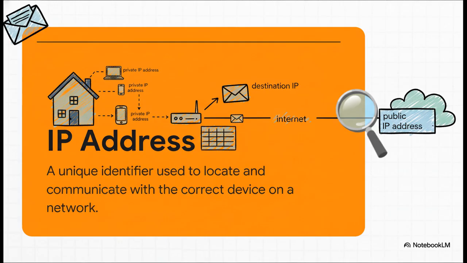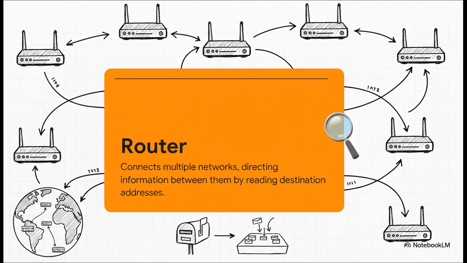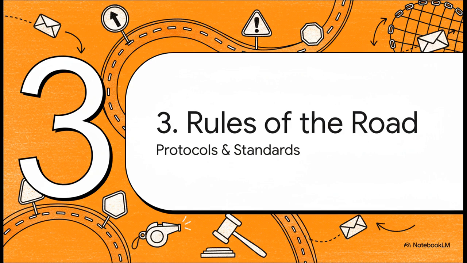Pretty smart. So on its journey, our packet is going to hop between dozens of these routers. You could think of each router as a digital post office. It reads the destination IP address on the packet, quickly checks its map, and in a split second makes a decision on the most efficient path to send the packet next. There are millions of these all working together across the globe. It's incredible.